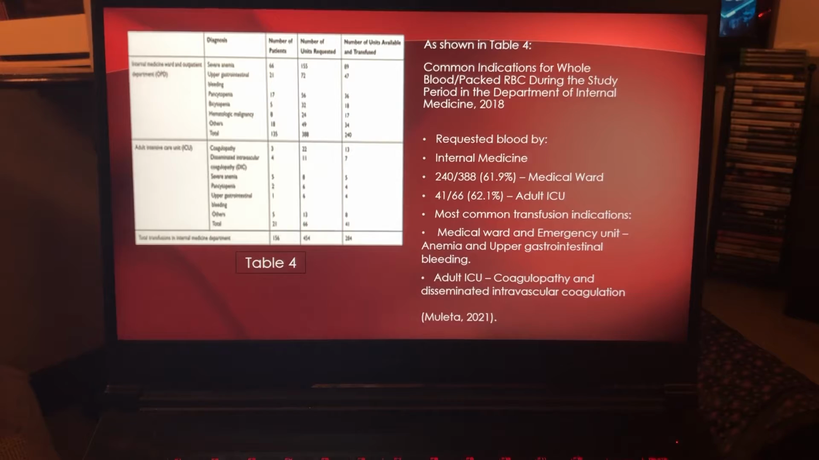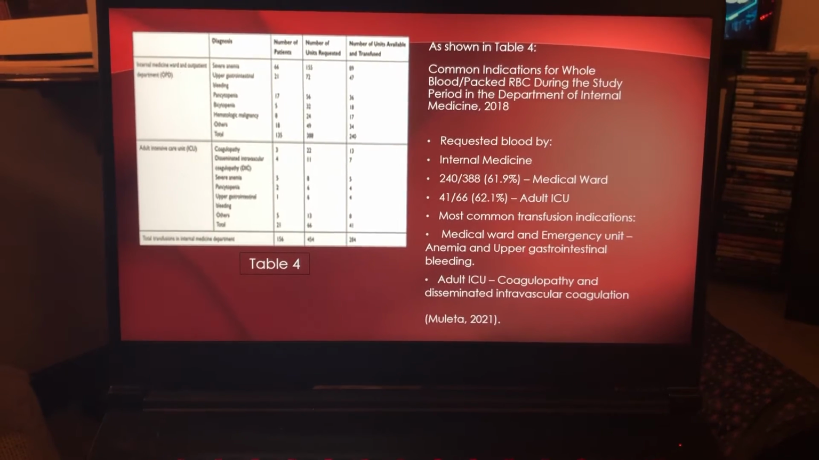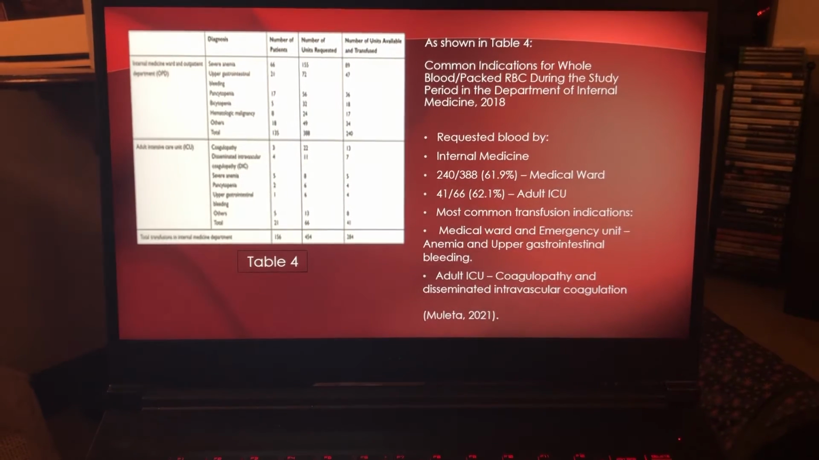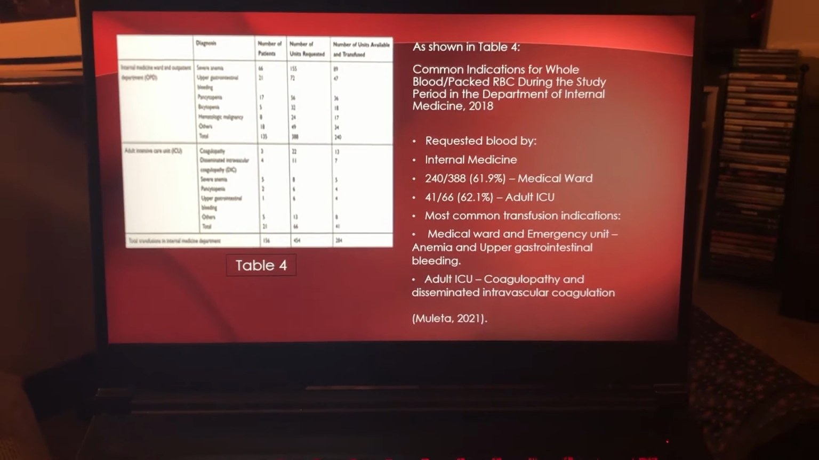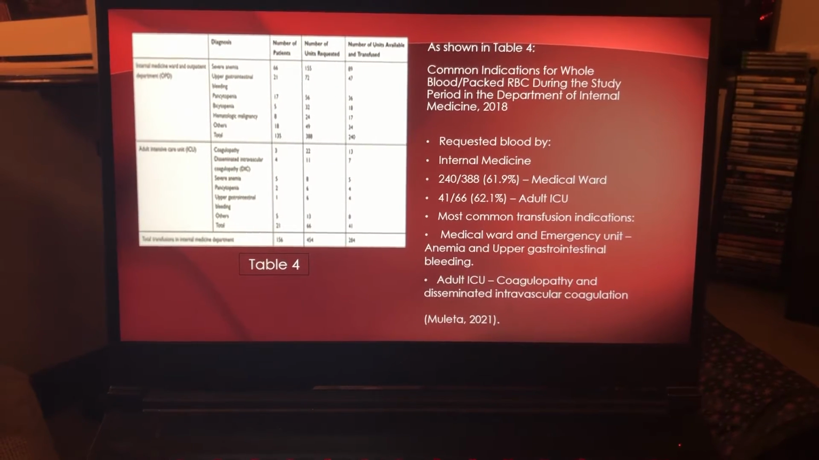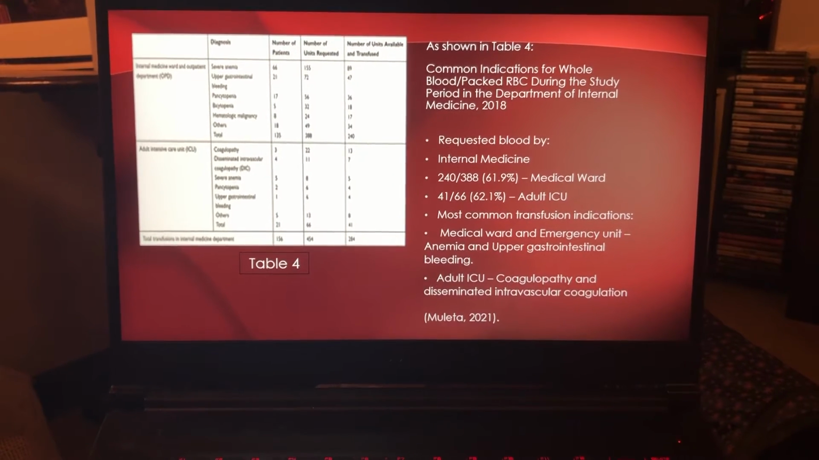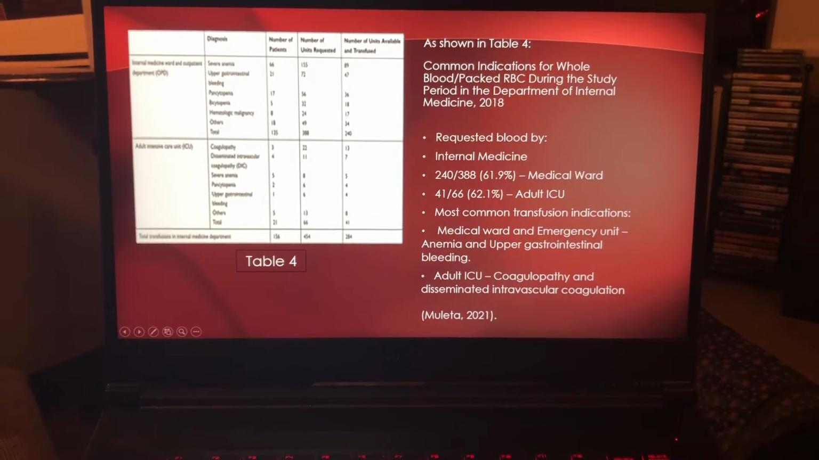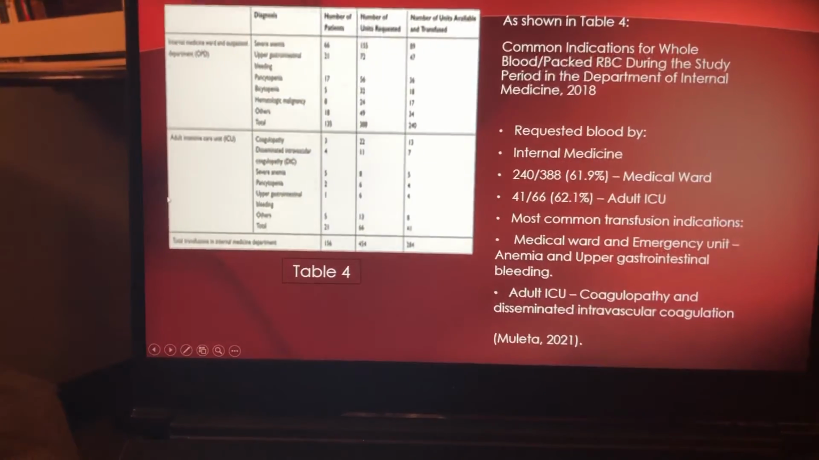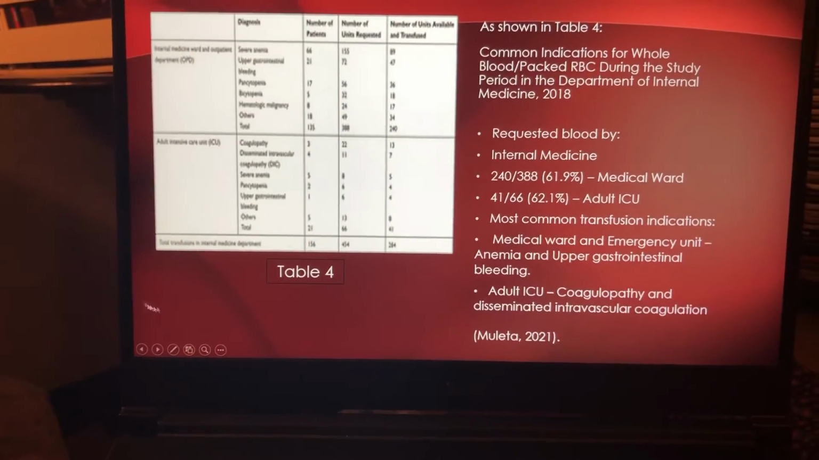The most common transfusion indications, so the reasons that patients needed these transfusions, in the medical ward and emergency unit were anemia and upper gastrointestinal bleeding. In the adult ICU, coagulopathy and disseminated intravascular coagulation were the reasons. And as you can see in this chart, there were other reasons as well.